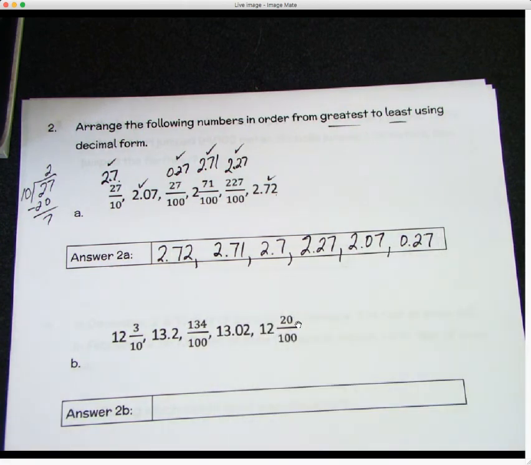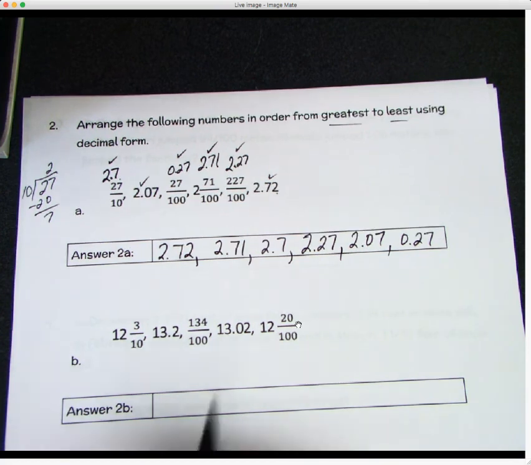All right, you got several to work like that today. Remember, pay attention to see if it's asking least to greatest or greatest to least. And the last few like these, you're going to have to do in decimal form. So make sure you do that, okay?